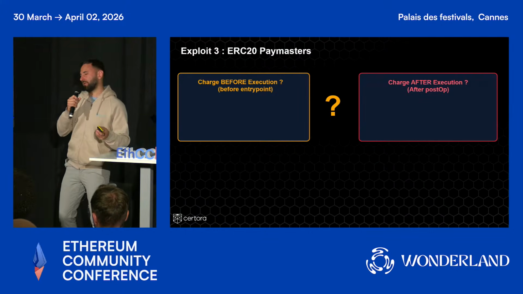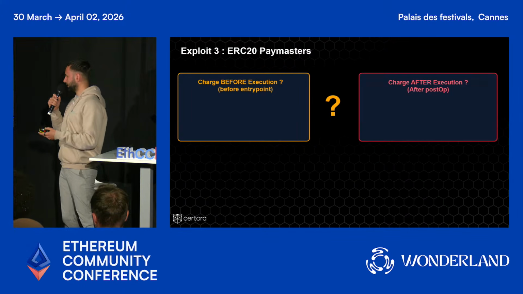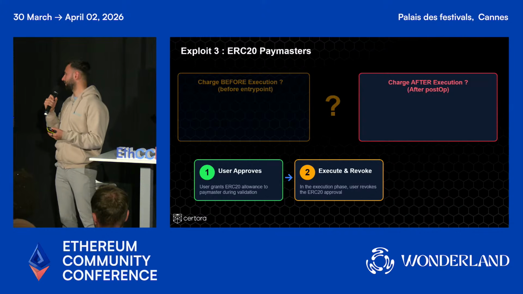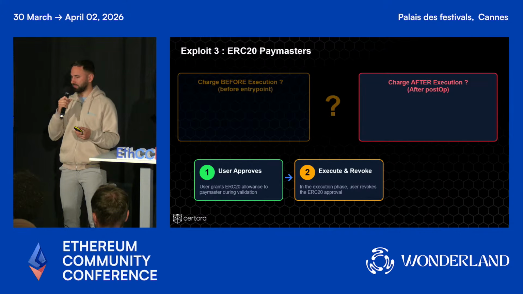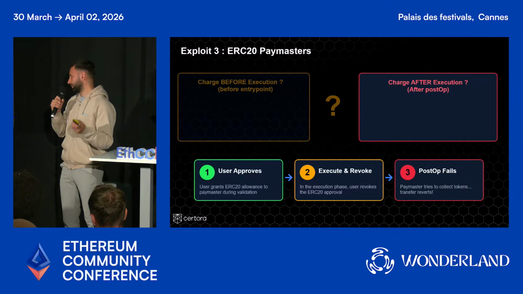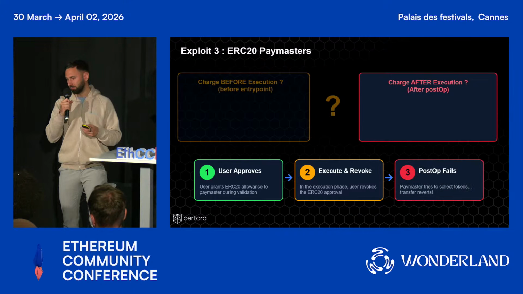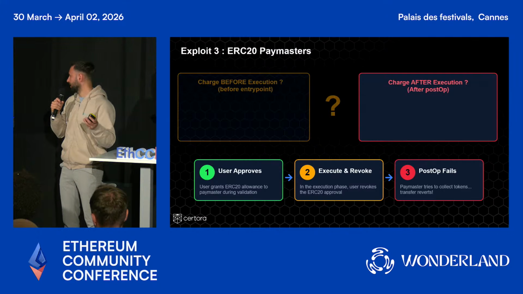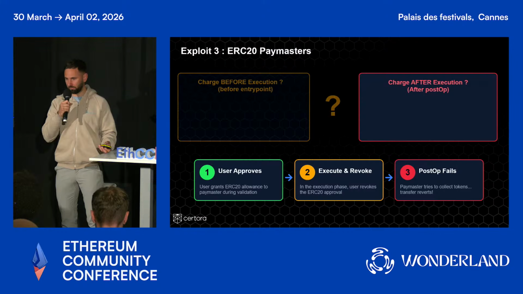So let's see an example where the paymaster takes the fund after. Here, what do you think will happen if the user executes and revokes the approval as part of the execution phase? It's easy: the post-op will fail and the entire transaction will fail, which means everything will fail, of course, but the paymaster still has to pay for the gas.